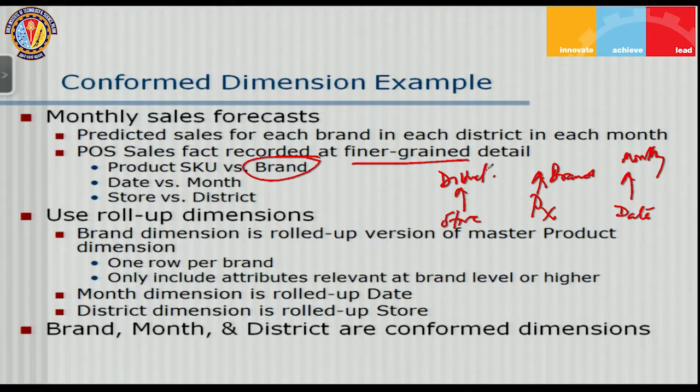So brand dimension is a rolled-up version of the product dimension. You can see brand to product, one row per brand in the analysis, and only include attributes relevant to brand level or higher, right? As I told you, whatever applies at the product level may not apply at the brand level.